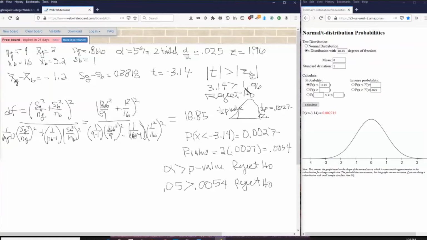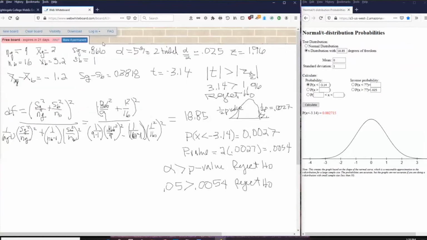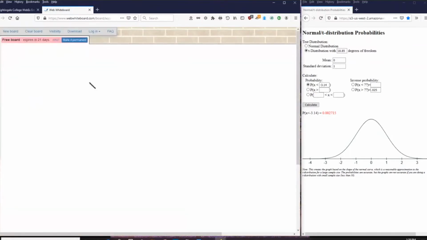So now let's go ahead and do another one, a second example, and at the end of the second example, we're also going to look at Cohen's standards for small, medium, and large effect sizes.